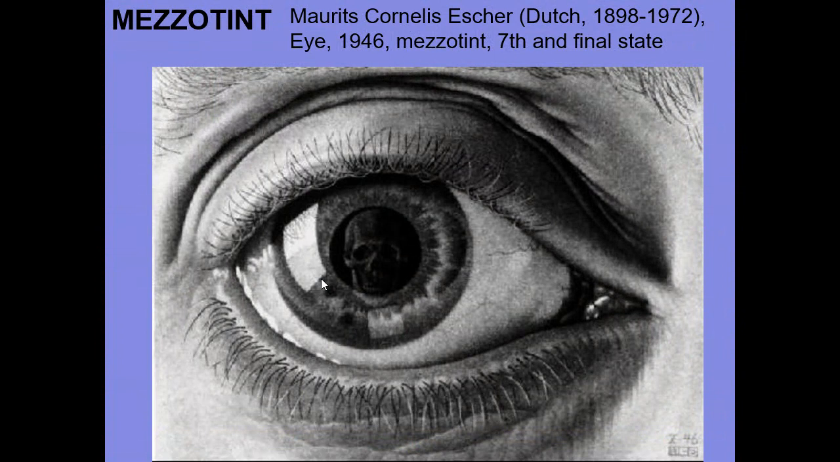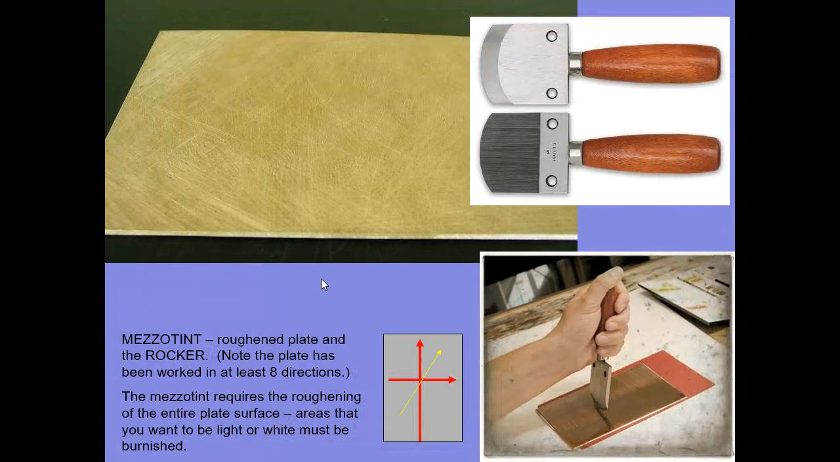So the mezzotint, Kim, just so that you have an idea there, is going to allow you to make something that looks like a charcoal drawing. You will rough up the whole surface, and that's going to take at least 8 passes of this tool called the rocker. It's going to put burrs all over the whole thing.